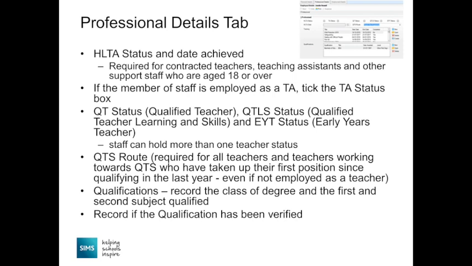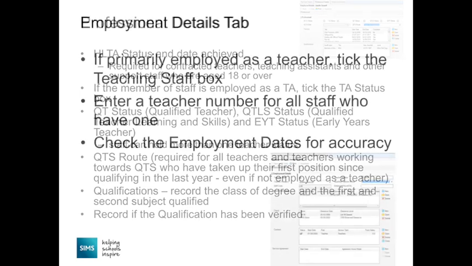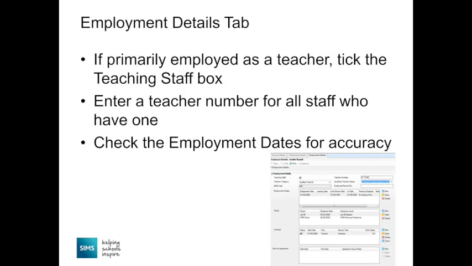On the employment details tab, if they're primarily employed as a teacher, tick the teaching staff box. Enter a teacher number for all staff who have one, regardless of the contract they're employed under, and check the employment dates for accuracy. Just have a look in the contracts, make sure everything's okay there.